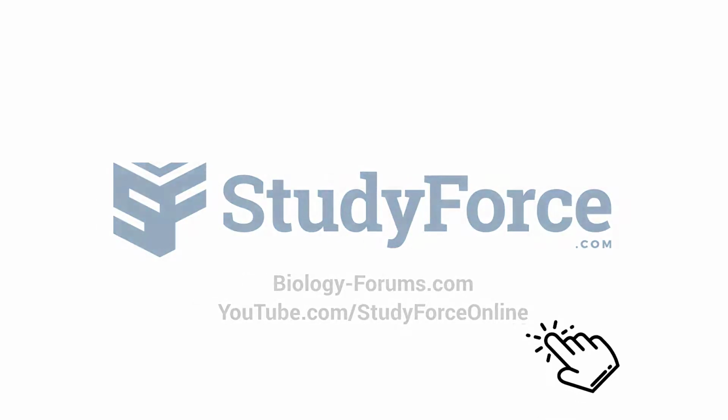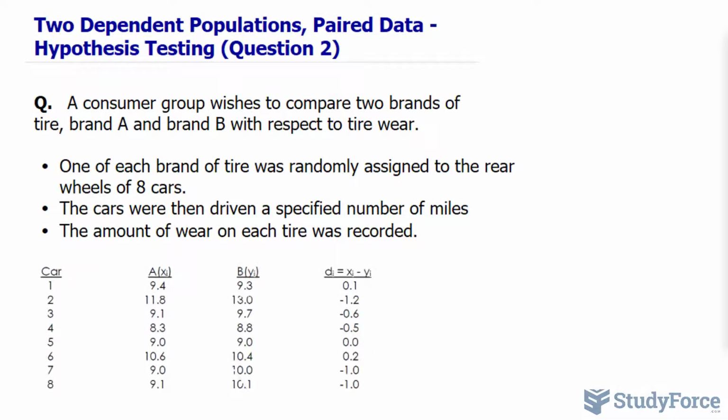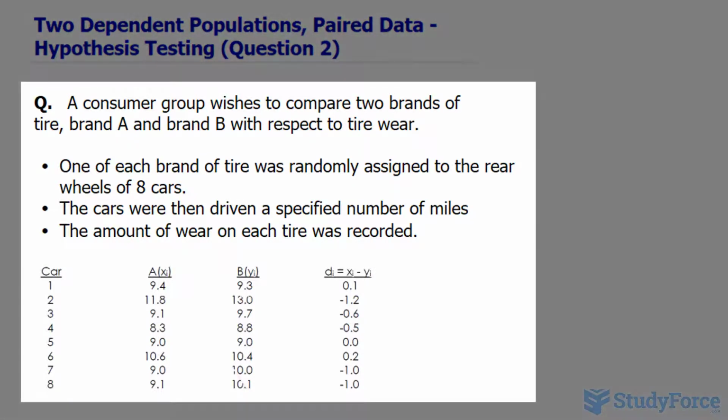Welcome back to question 2 of our series on hypothesis testing of pair-dependent data. This time the question reads, a consumer group wishes to compare two brands of tire, brand A and brand B, with respect to tire wear.